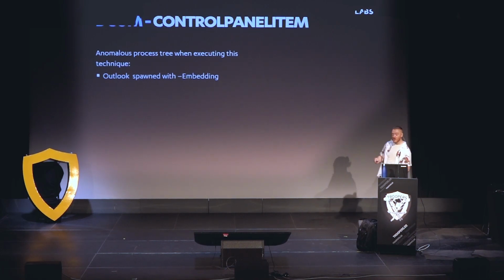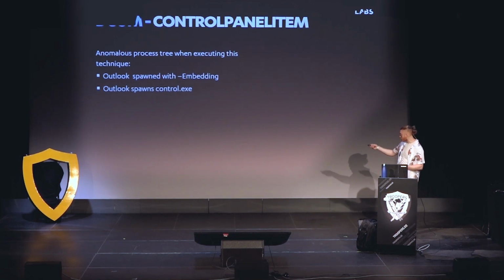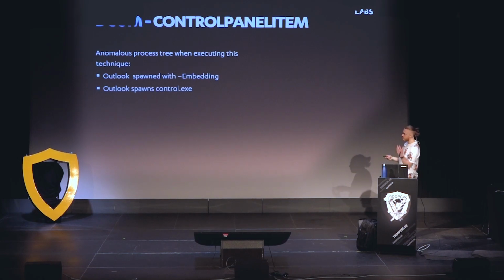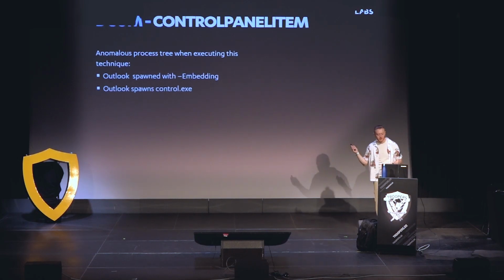And this is quite common with all the COM-based executions. Every process created by COM will be spawned with the embedding flag. And then Outlook will spawn control.exe, because control.exe is the actual binary used to run CPL files. Again, an Office process like Outlook spawning something like control. Control is considered one of the LOLBins.